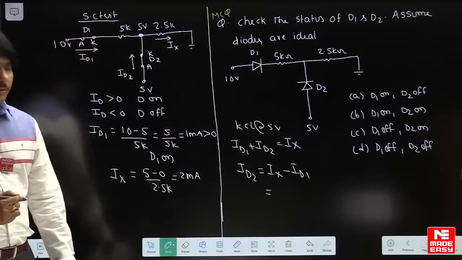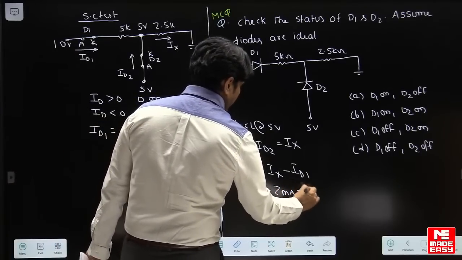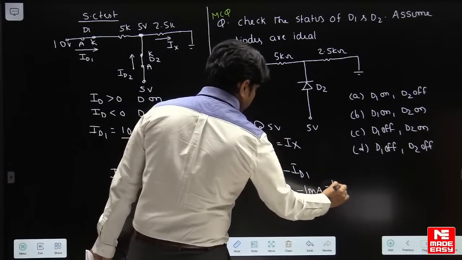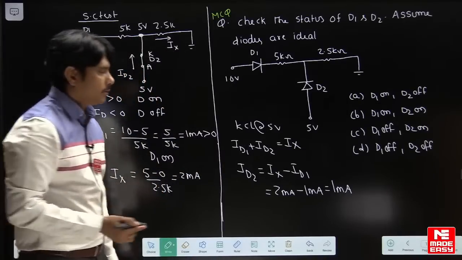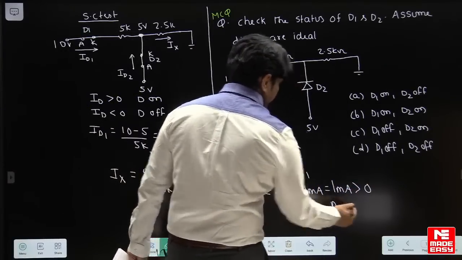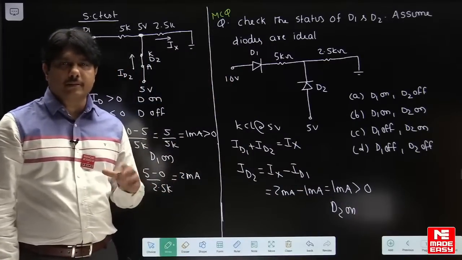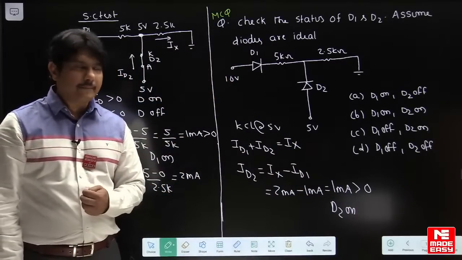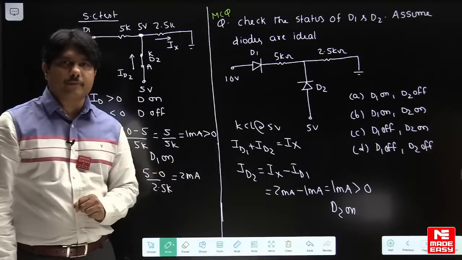Okay. So Ix is 2 milliamperes minus 1 milliampere, which is equal to 1 milliampere. Again, the ID2 current is also a positive answer. So I am confirming that ID2 is also greater than 0, D2 is on. So they will not take much time. It may be 3 diode problems also, the same story you can apply. Short circuit test is one of the best tests to solve this type of questions.